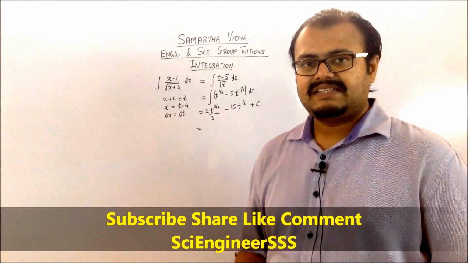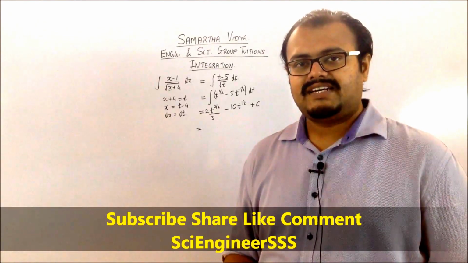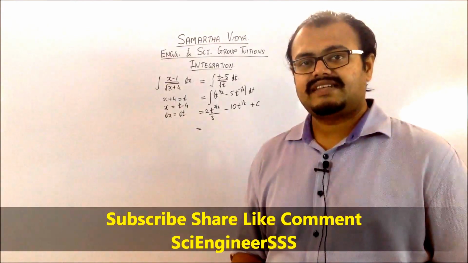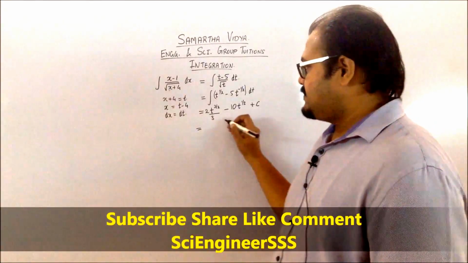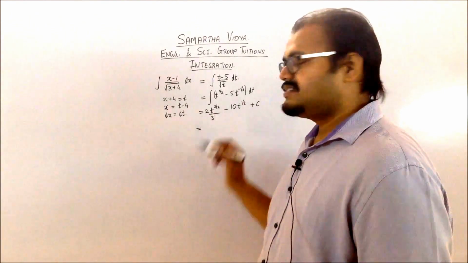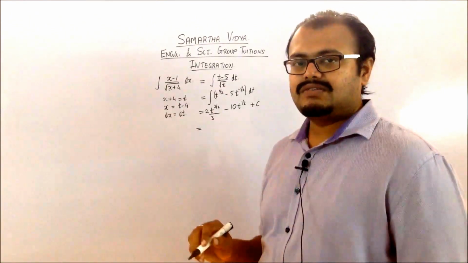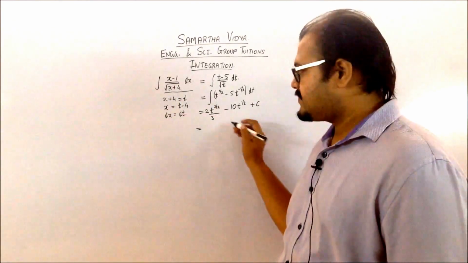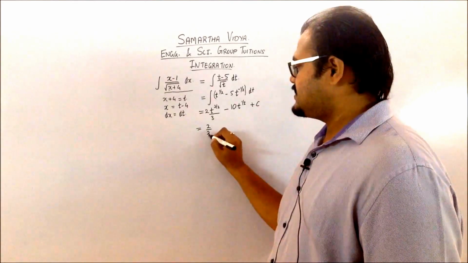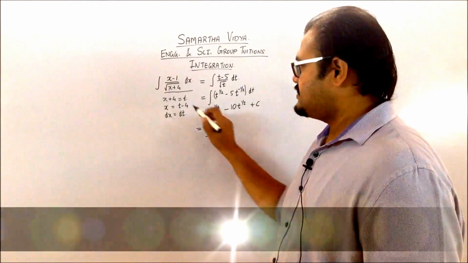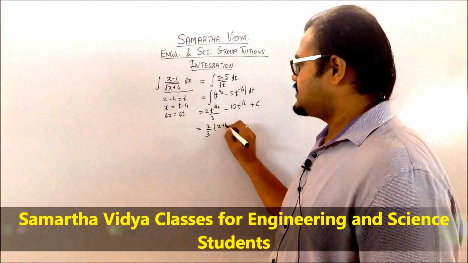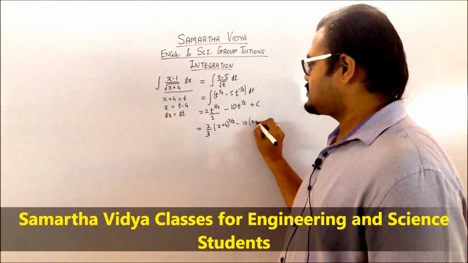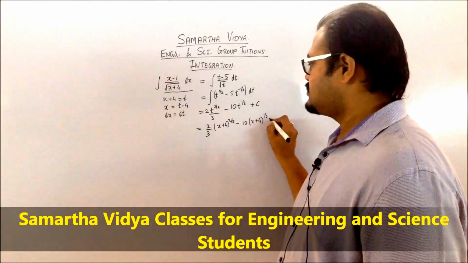So now whenever you are going by the substitution method and you are solving for indefinite integration, you have to understand the third key point, which is that you have to resubstitute. That means that you have to replace the variable which has been substituted with the original variable, because the question was based on your x and not on your t. So you will be having this as 2 by 3 into (x plus 4) raised to 3 by 2 minus 10 into (x plus 4) raised to half plus c.